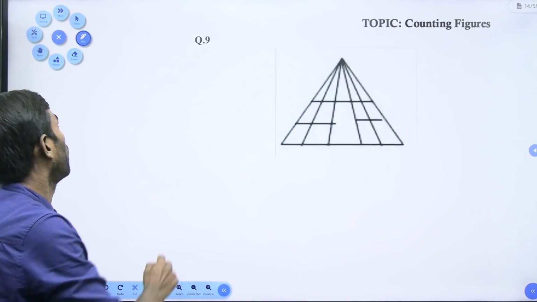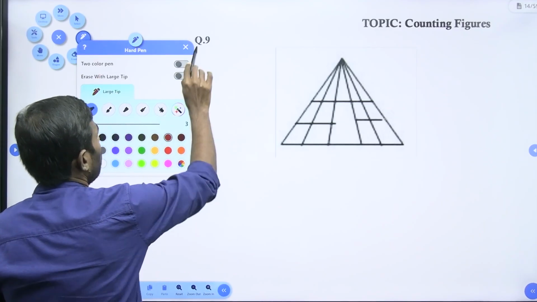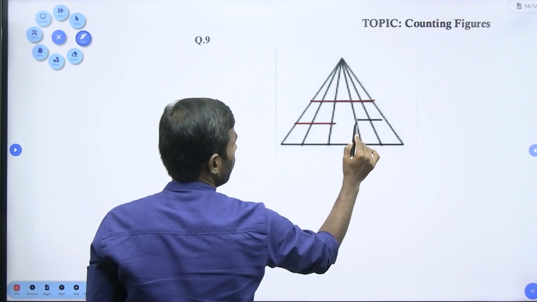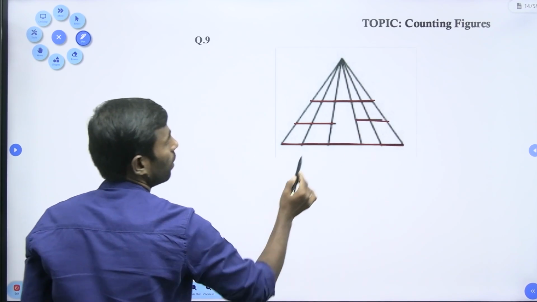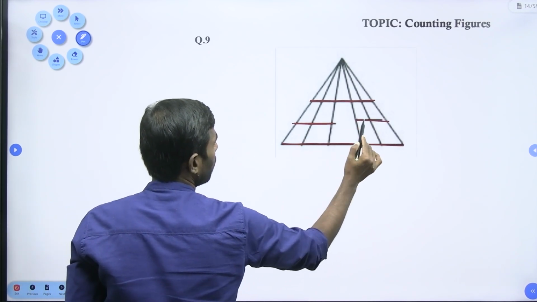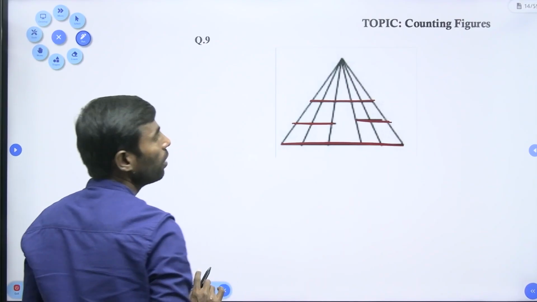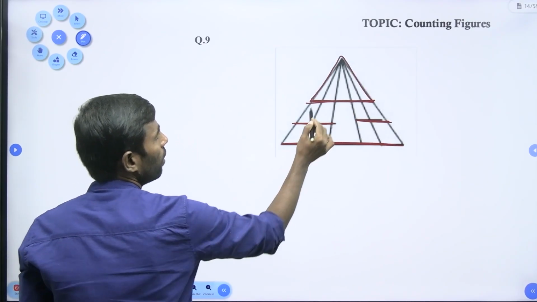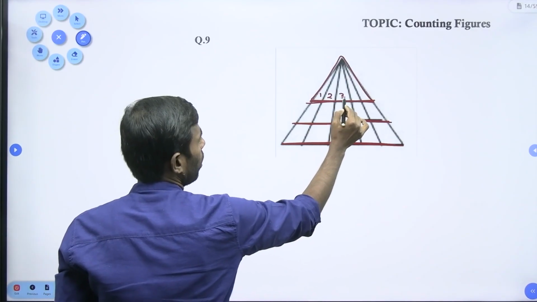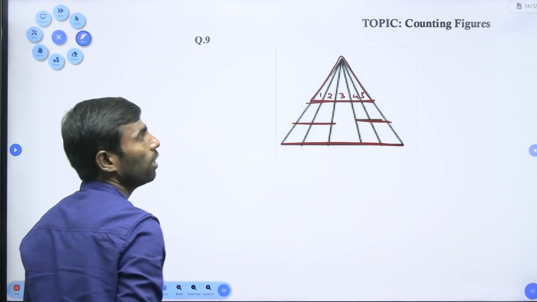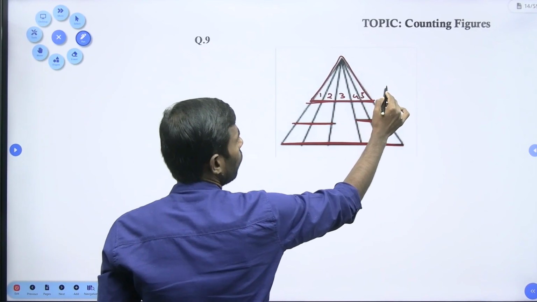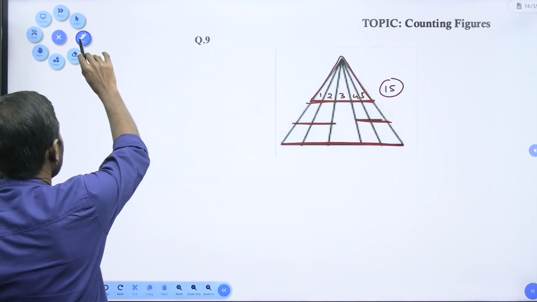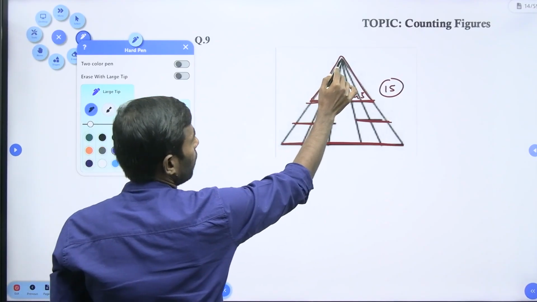Now, coming to this part. This is the one baseline, another baseline, this baseline, and this baseline. First part, second part, third part, fourth part. Okay? This is the first part. For this part, how many triangles are there? 1, 2, 3, 4, 5. How many triangles are there? 15 triangles are there.